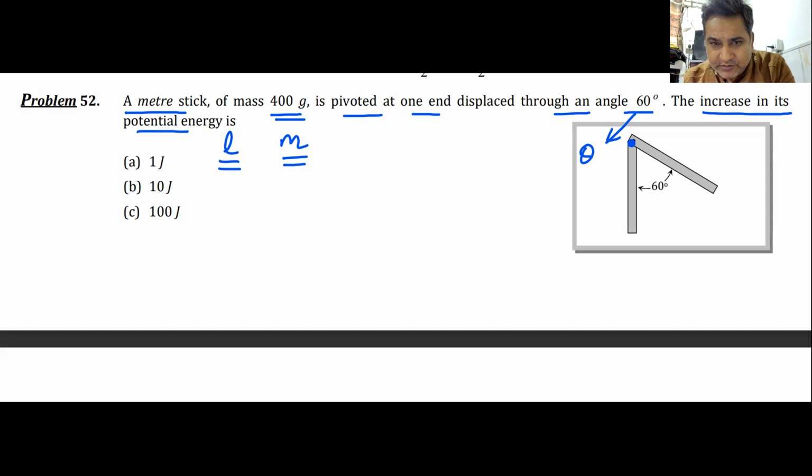That is the question. Mass of the rod is M. Length of the rod is L. The rod has been displaced or rotated by an angle of 60 degrees. What is the increase in the potential energy? I'll give you a minute to do it.